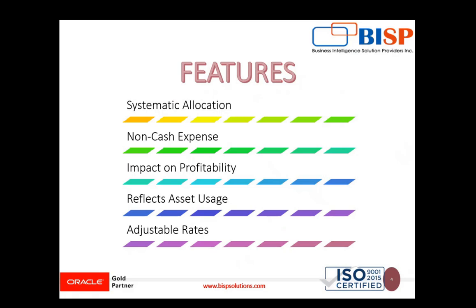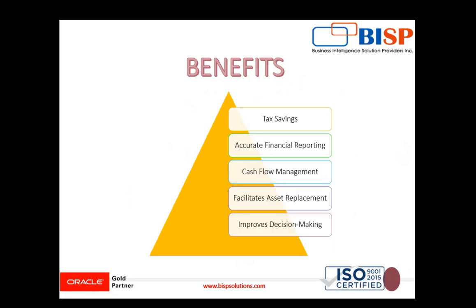Then comes our impact on profitability, where depreciation reduces taxable income and thus lowers tax obligations. Then it reflects asset usage. So the depreciation rate often reflects how intensively the asset is used, that is straight line method, declining balance methods from that. Then adjustable rates. So depreciation rates can vary depending on asset type, industry norms, and tax regulations.